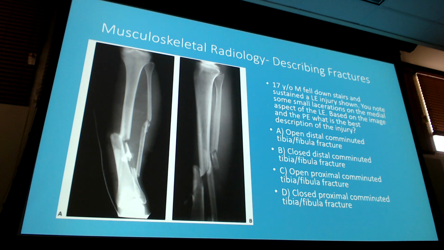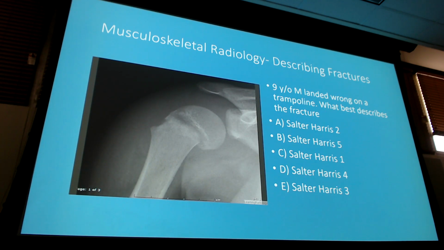All right? Speaking of Salter Harrises, we have a 9-year-old who landed wrong on a trampoline. Which best describes this fracture? This isn't the test, so Salter Harris 5 is in play. On the test, if it's just an image, see, I do that just to see. No, it's not 5. I'll tell you now, it's not 5. But take a look, right?